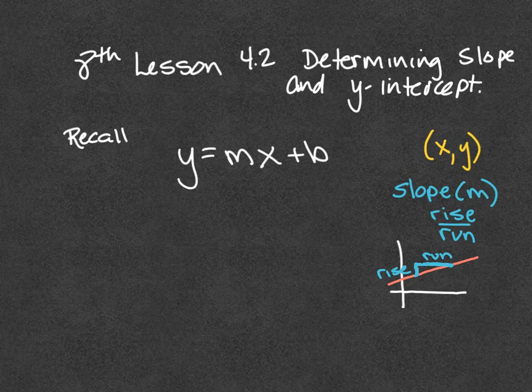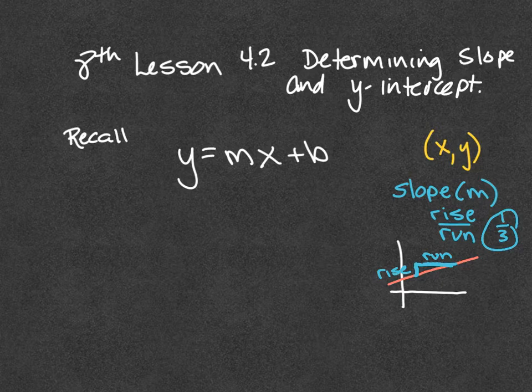So let's say that was up 1 and over 3. That would be my slope m. It could be a whole number. Maybe it was up 3 and over 1. Depending on the line, it would depend on how far you went up and over.